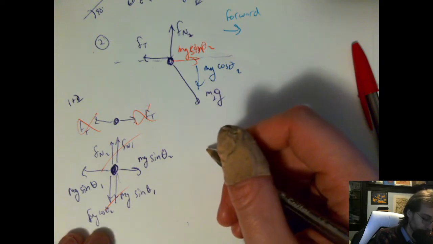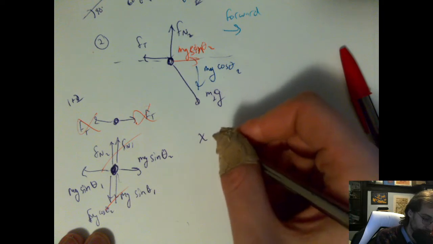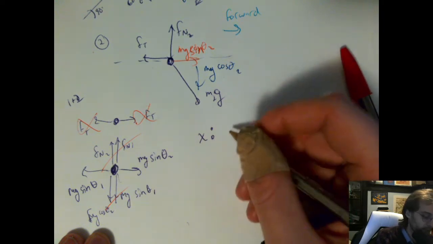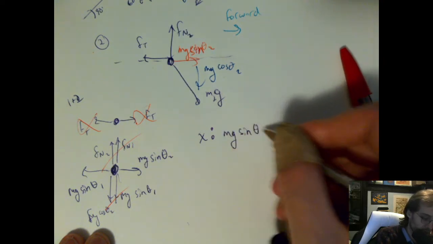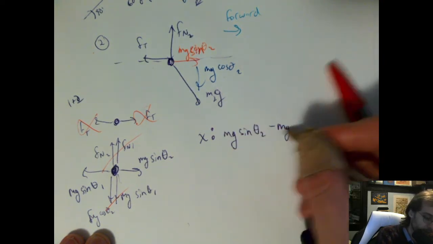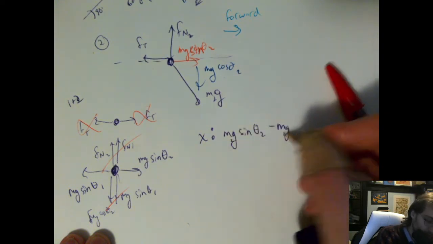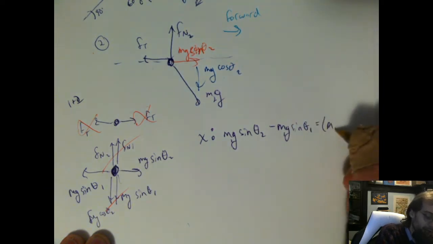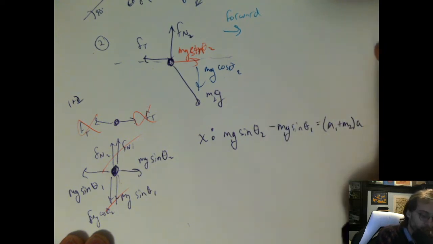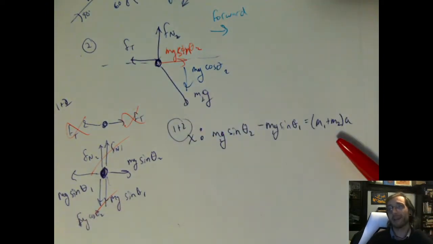So all we have to do to figure out our acceleration in our x direction is say that m2 g sine theta 2 minus m1 g sine theta 1 needs to equal their combined mass times their acceleration, because this is for our system of 1 plus 2, so we have to use our combined mass at the end.